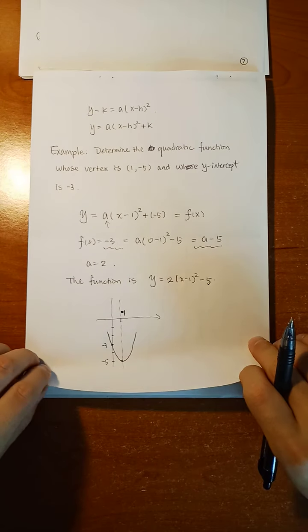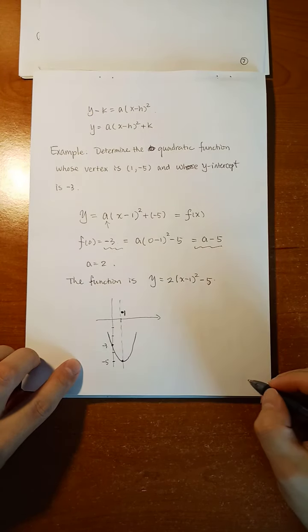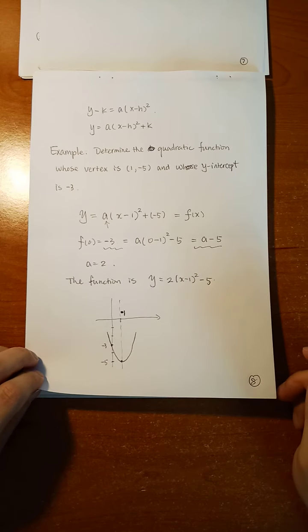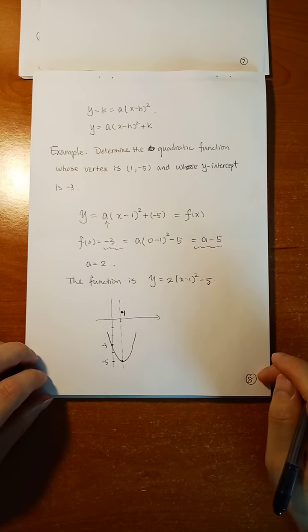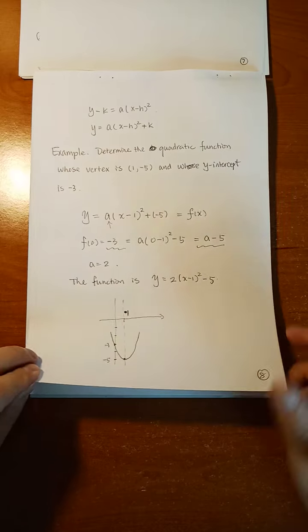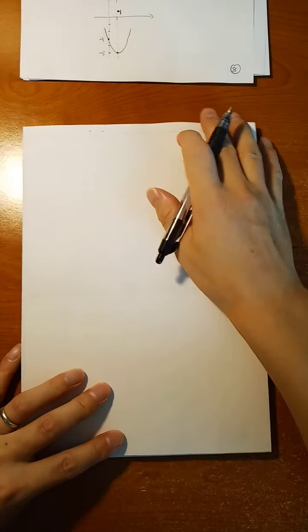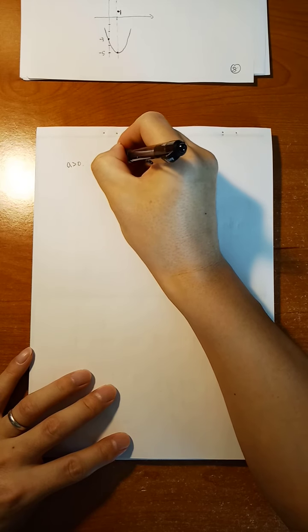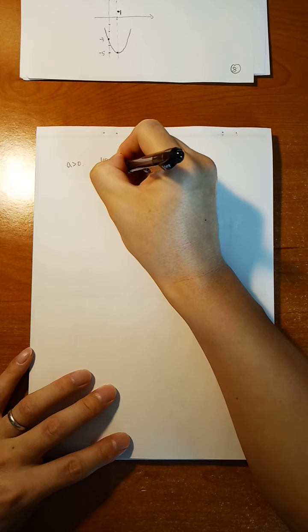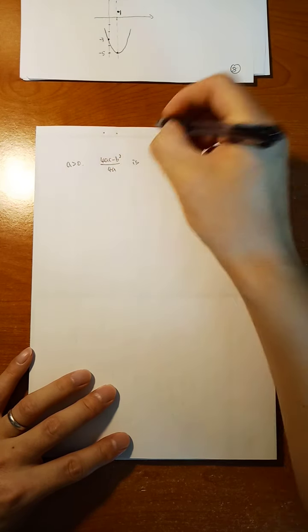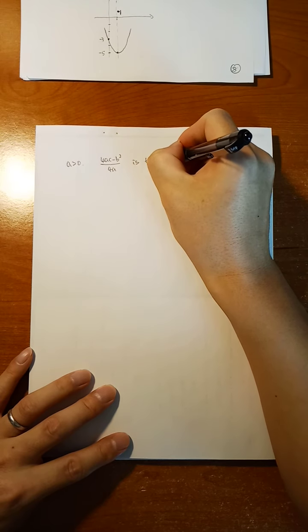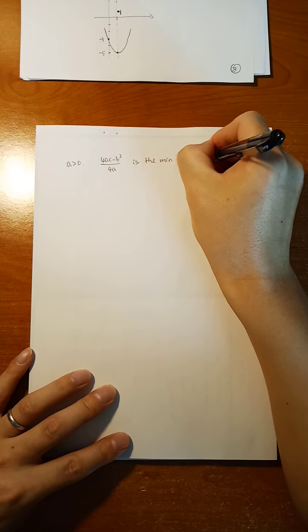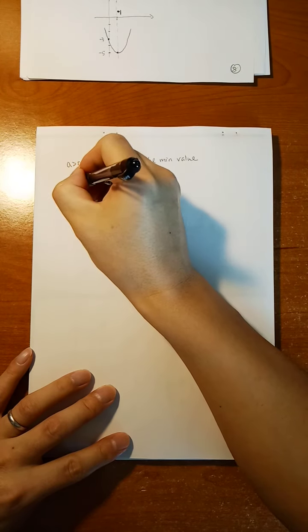And one more thing, I just mention it quickly. If a is greater than 0, then this, (4ac minus b squared) over 4a, is the minimum value. If a is less than 0, (4ac minus b squared) over 4a is the maximum value.